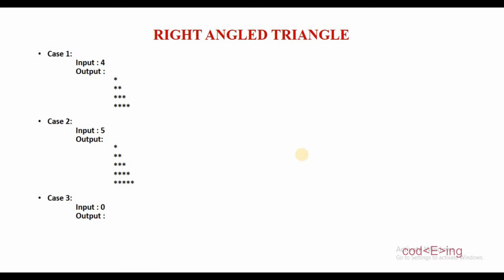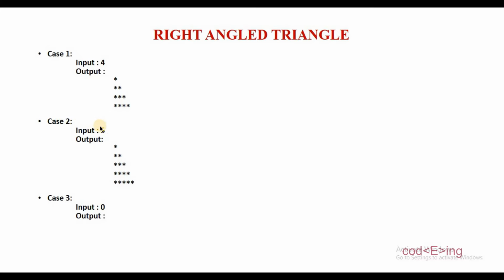Hi everyone, today we are going to see the right angle triangle pattern program. This is a star pattern program. It will print a star structured right angle triangle in the output. In case 1, if you give an input as 4, then it will consist of 4 rows of stars with a right angle triangle structure.